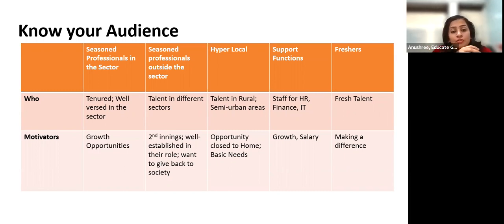The second part would be seasoned professionals outside the sector. Some skill sets are not available in the sector, and we have to tap them from outside. For example, we are recently getting into the technology space, moving into digitization, and finding that kind of talent in the sector is really difficult. So why would people join the social sector? They are well established in their role. Most of them want to give back to society as a second innings. They have earned a lot, or have enough savings, and want to look at how they can utilize their skills in giving back to society. So you'll find such professionals, and you need to see how you can tap them.